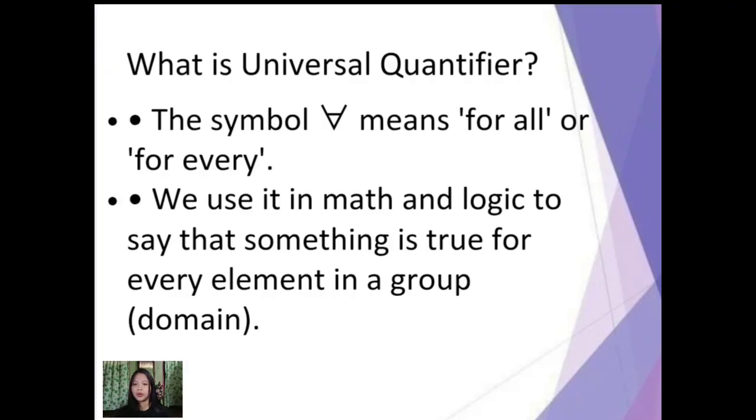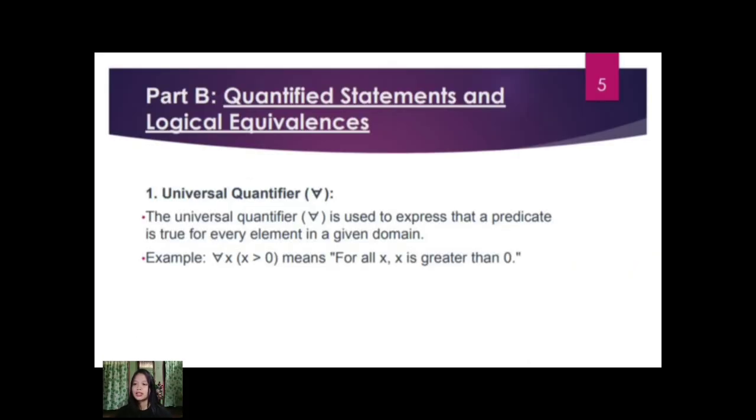In simple words, this symbol means for all or for every. It is used in mathematics and logic to say that something is true for every element in a group or domain. So, universal quantifiers: this symbol means for all, for every. We use it in math and logic to say that something is true for every element in a group, which is the domain. For example, in these slides, this means for all x, x is greater than 0.